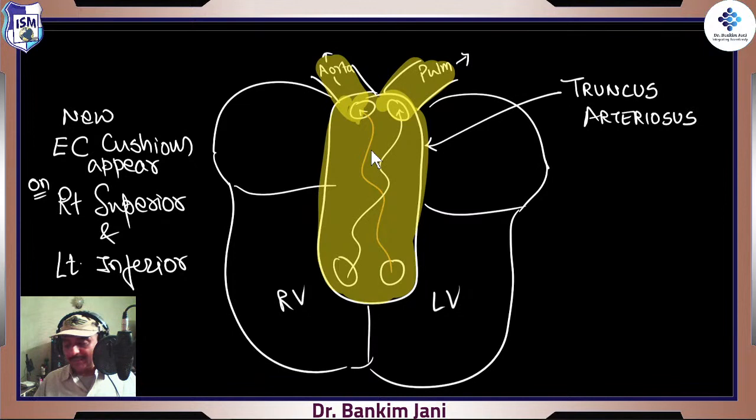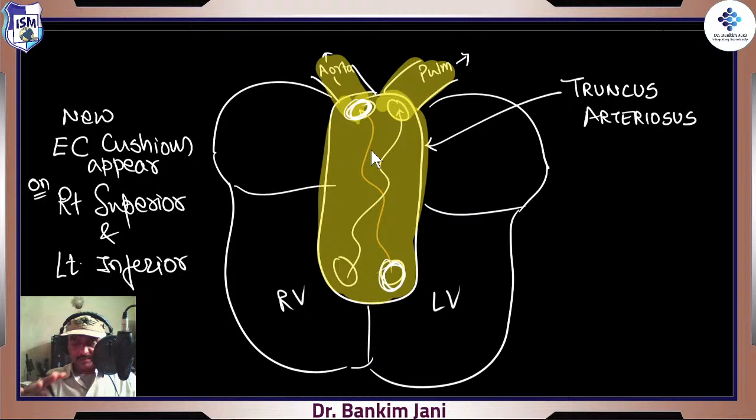But in the fetus, you don't have to worry much about this part, because as such there are no working lungs. Right now the lungs are completely collapsed, as if they are drowned. Not much of a problem occurs, but then there is development of cushions. These are the EC cushions, endocardial cushions: right superior, right, and left inferior. These cushions start developing, so that they create a track.